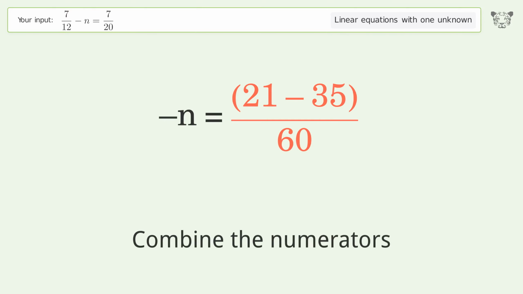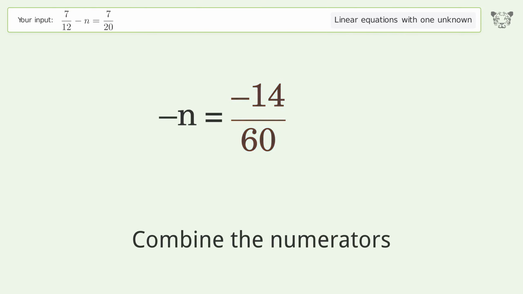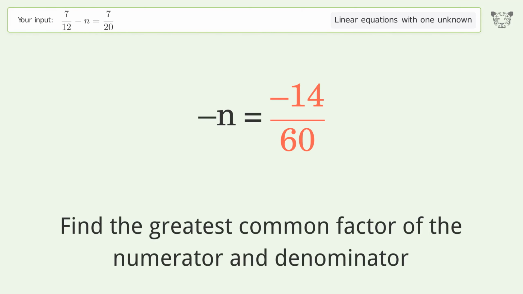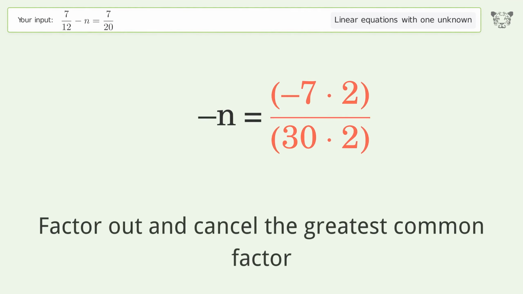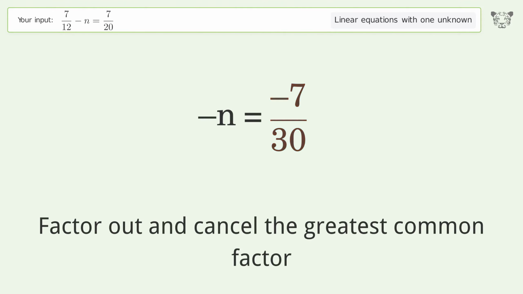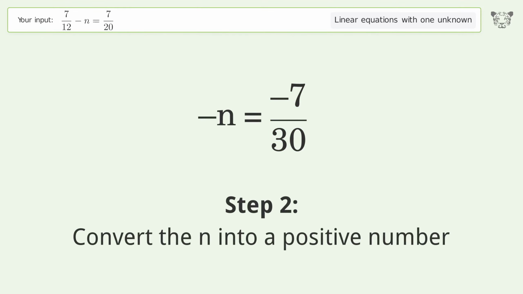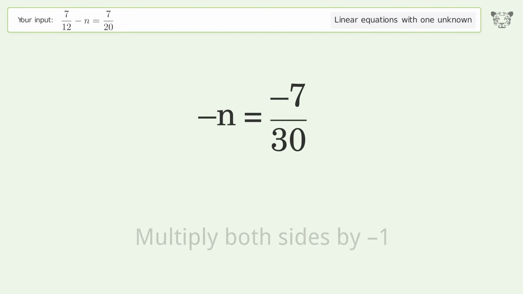Combine the numerators. Find the greatest common factor of the numerator and denominator. Factor out and cancel the greatest common factor. Convert the n into a positive number. Multiply both sides by -1.